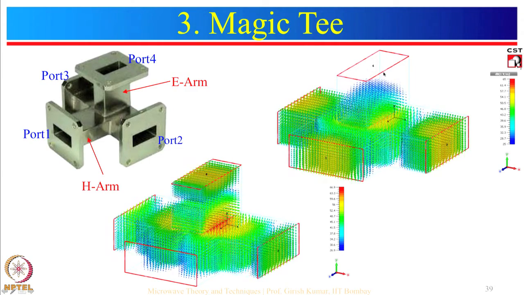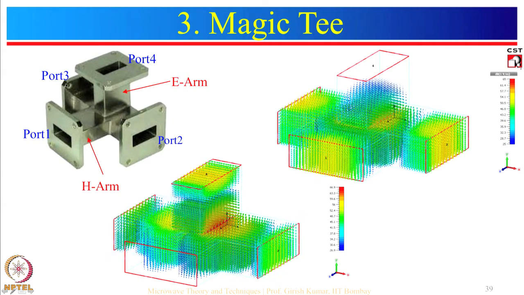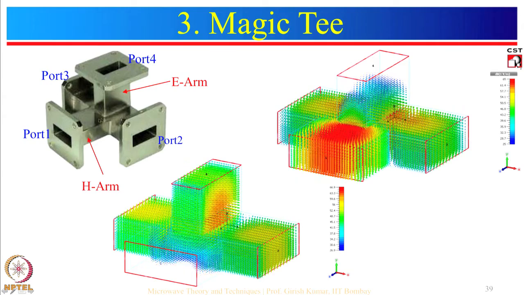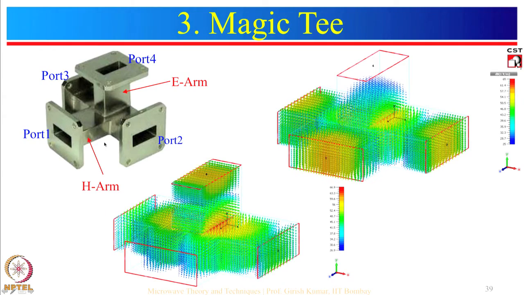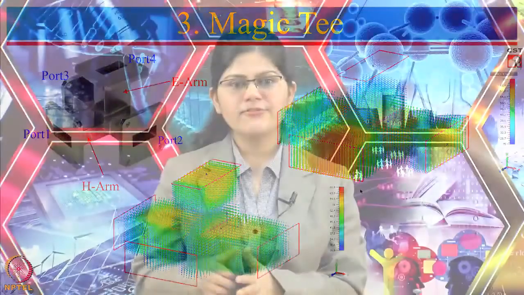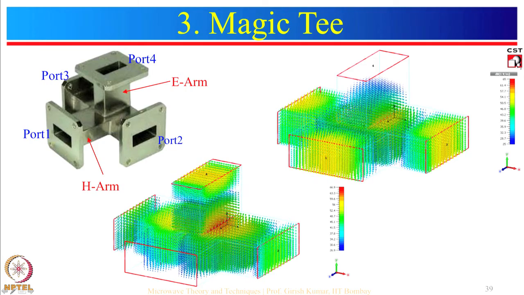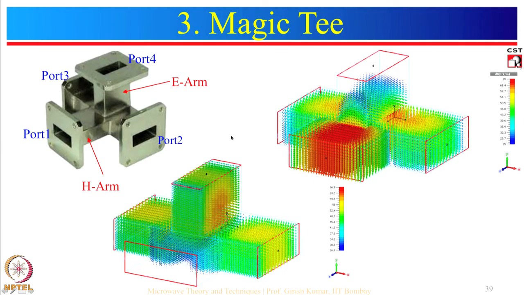And port 4 is an isolated port. Similarly, if we give input to port 4, then power will be divided in 2 and 3 equally, but in opposite phase, and port 1 will be isolated as seen from this. And one more thing, if we give input at port 1 and port 4 simultaneously, then the sum of these inputs will be provided at one of the ports 2 and 3 and the difference will be provided at the other port.